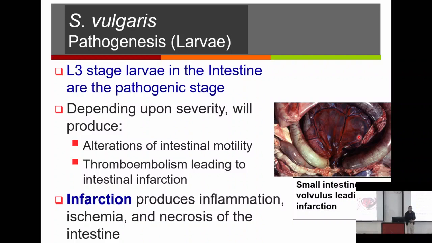Would the predilection site be the cecum and the colon, or would it be the large intestine? It is overall in the large intestine, but mostly they will be seen in the cecum and colon. Thank you.